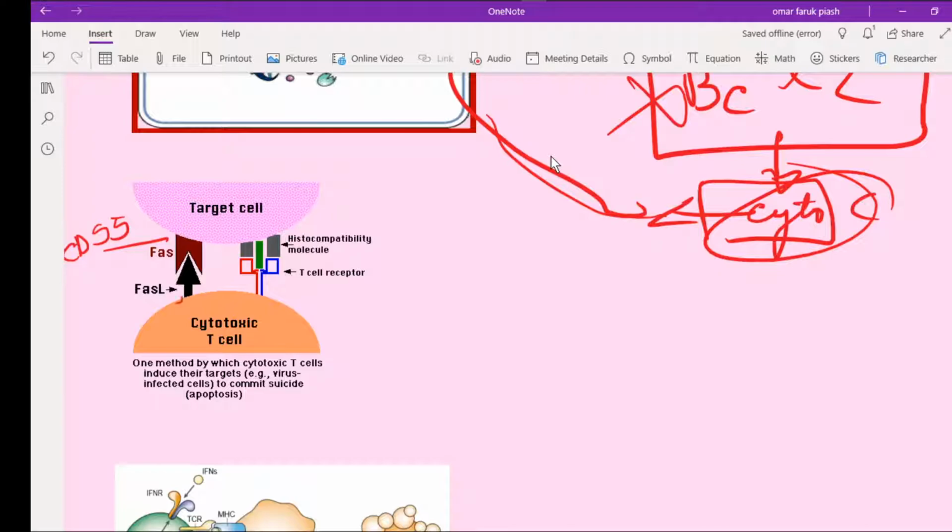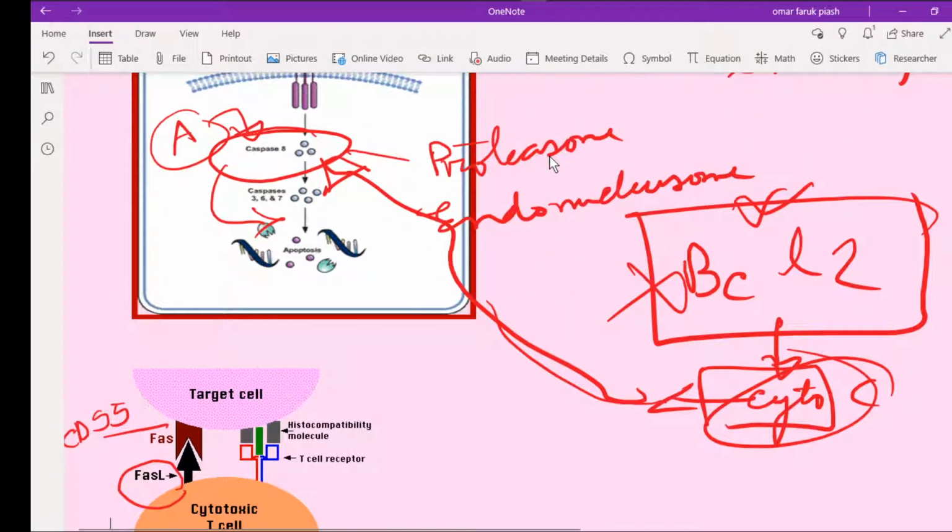So two pathways. Fas ligand binds with the Fas death receptor, which is CD95, and after binding there is activation of the caspase, and thus causing the death of the cell. When there is activation of caspase, again the same pathway: the caspase activates protease and endonuclease. Protease will break down the cytoskeleton, and endonuclease will break down the nucleus, and thus causing DNA damage.